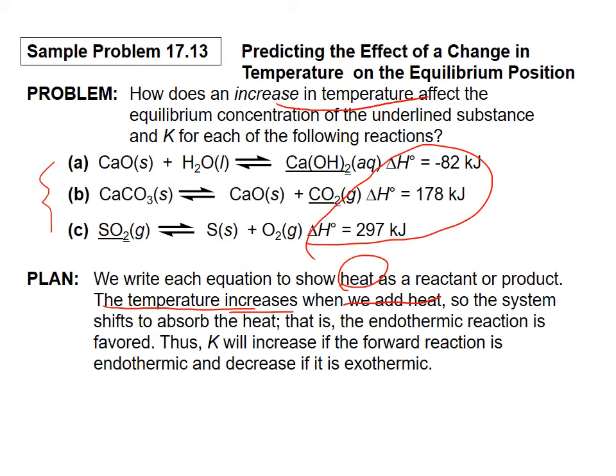An increased temperature is equivalent to heat added to the system. According to the Le Châtelier principle, when you add heat, the reaction will shift to absorb heat and counteract it, and that is the endothermic reaction. It will go in the endothermic direction, and therefore K increases if the forward reaction is endothermic, or K may decrease if the forward reaction is exothermic.